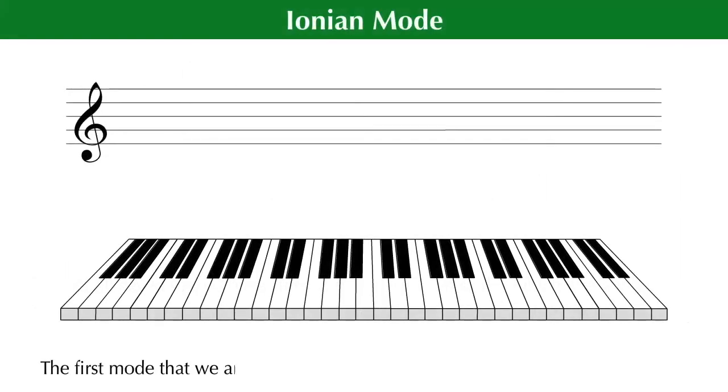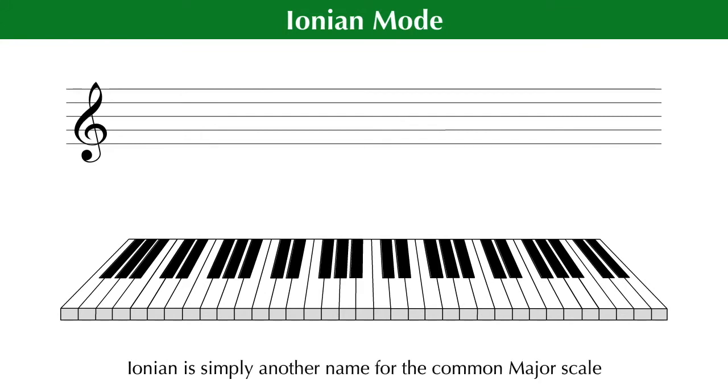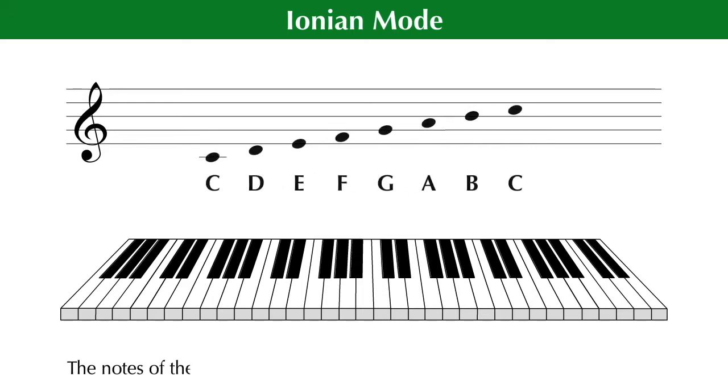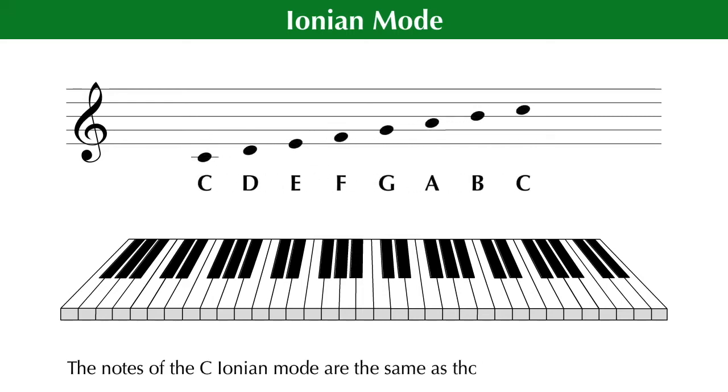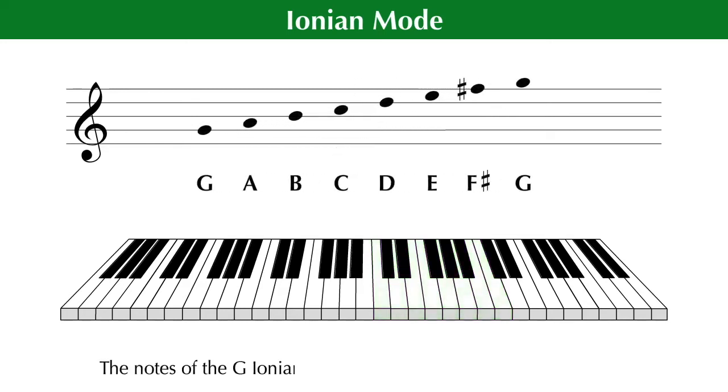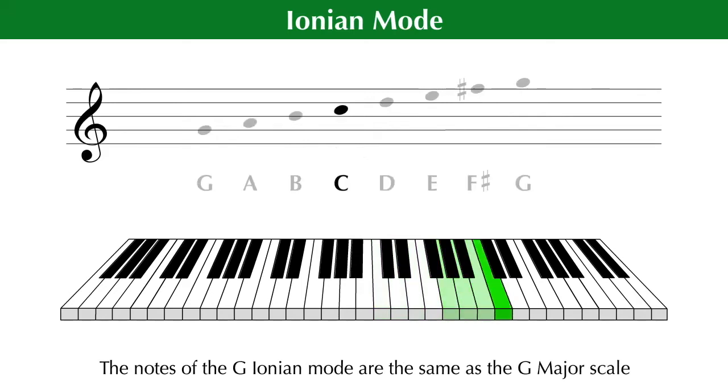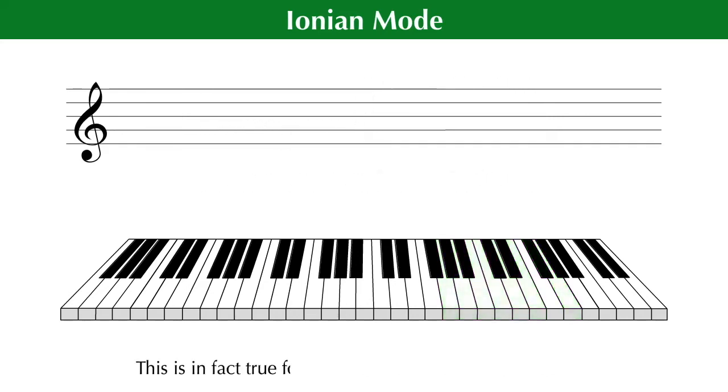The first mode that we are going to discuss in this video series is the Ionian mode. Ionian is simply another name for the common major scale. In other words, the notes of the C Ionian mode are the same as those of the C major scale. Likewise, the notes of the G Ionian mode are the same as the G major scale. This is in fact true for every Ionian mode and major scale.